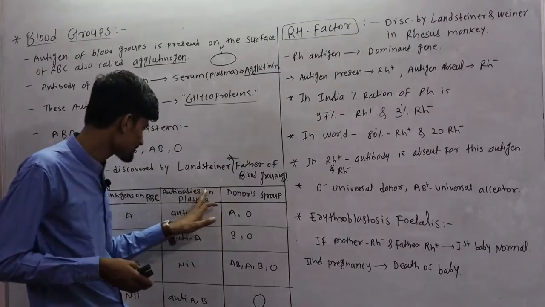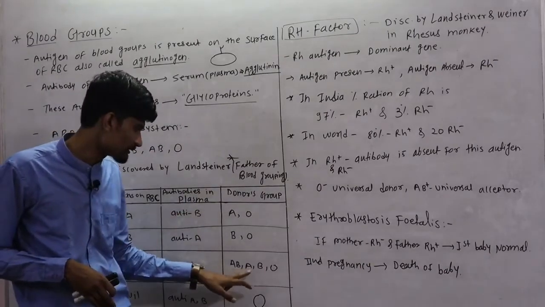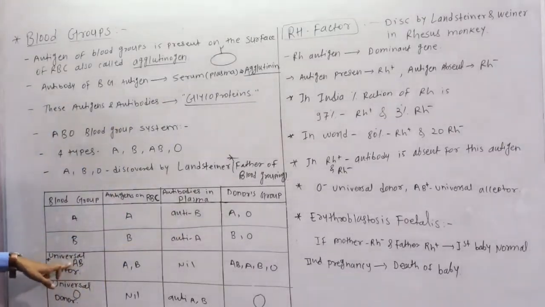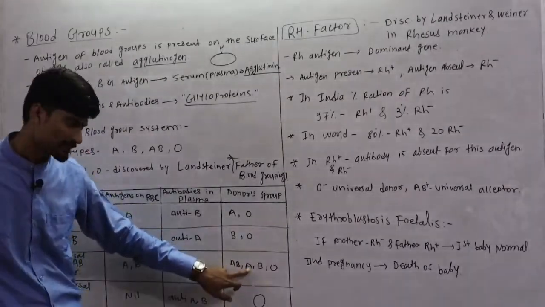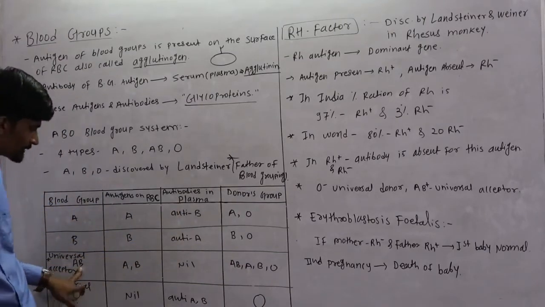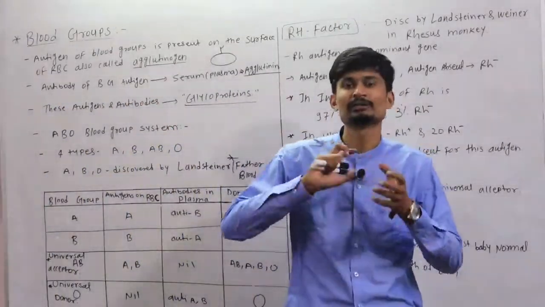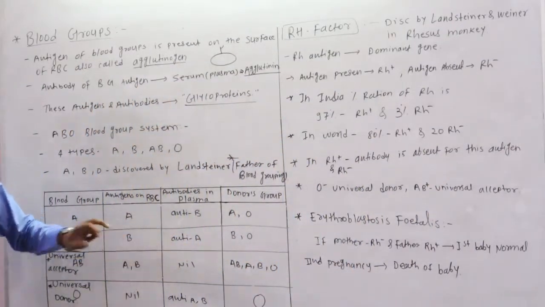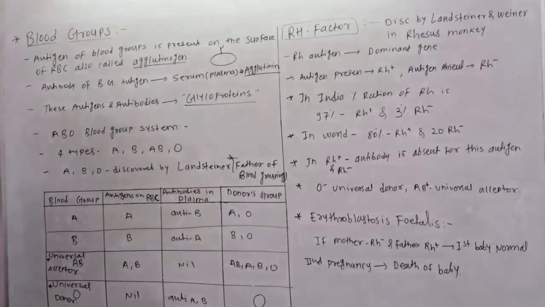Because in the plasma of AB blood group there is no antibody. So suppose the person who has blood group A donates blood to the person who has blood group AB, what will happen? This person has the antigen A, but the plasma of the person who has blood group AB does not have antibody. So there will be no reaction, there will be no agglutination of the antigen and antibody. So that's why, due to the absence of these antibodies, AB blood group becomes the universal acceptor, students.